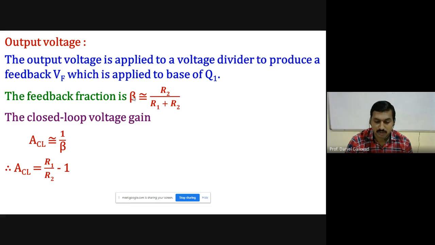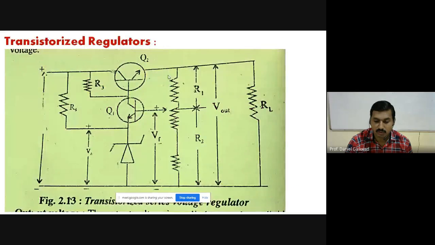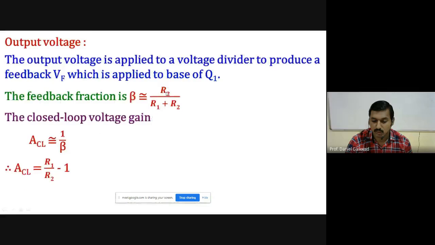Check the diagram once again. The fraction of voltage across R1 has the formula beta is equal to R2 upon R1 plus R2. The closed loop gain is ACL, and we have one formula for it: it is the reciprocal of the feedback fraction, 1 upon beta, and beta has the formula R2 upon R1 plus R2.